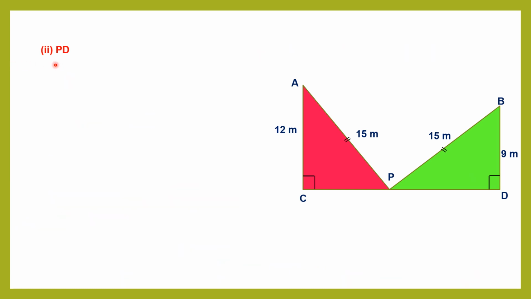Now question 2 is find PD. Now where is PD? P is here and D is here. So this measurement is what we need to find. We have to find the measurement of this side. So this time we're going to look at the triangle in green. That is PDB or BDP. We're going to look at this triangle that is in green.